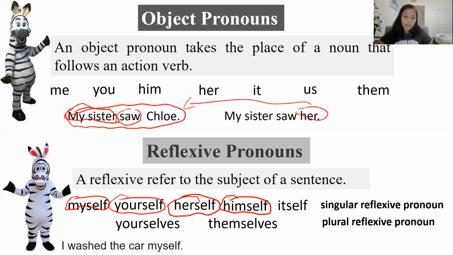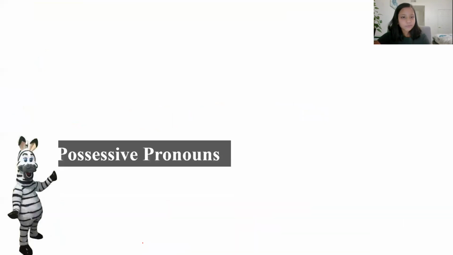I washed the car myself. So what do you think the reflexive pronoun here is? That's right. Myself. Myself is a singular reflexive pronoun. You can say they washed the car themselves, but you can't say they washed the car myself. That doesn't make sense. So let's move on.